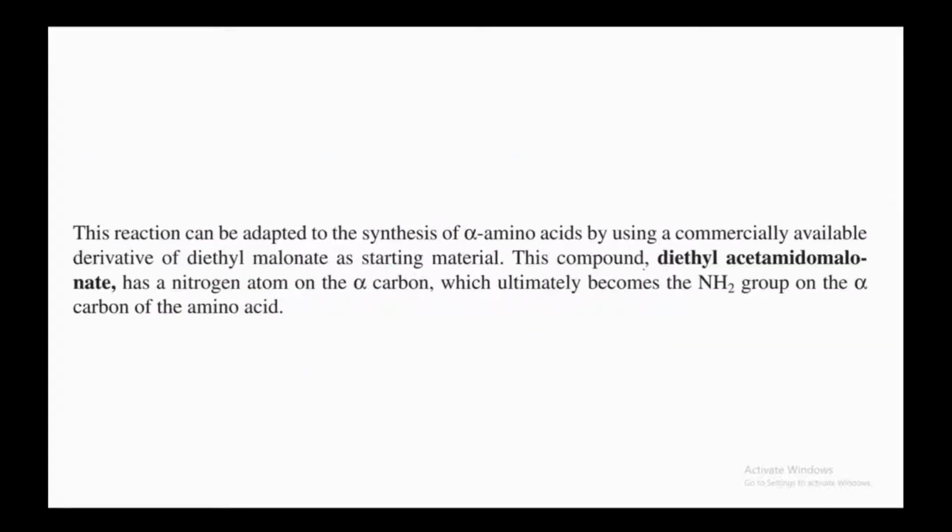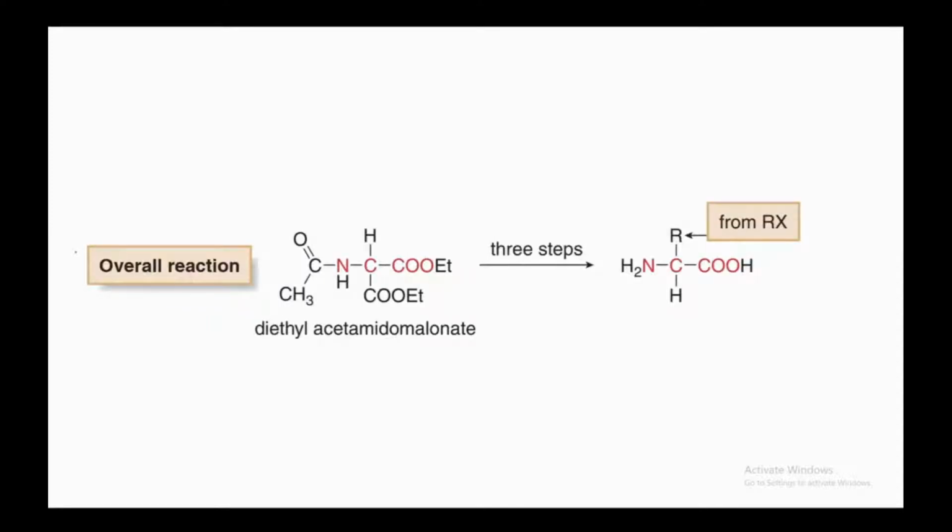amino acids. This reaction can be adapted to the synthesis of alpha amino acids by using a commercially available derivative of diethyl malonate as a starting material. This compound, diethyl acetamidomalonate, has a nitrogen atom on the alpha carbon, which ultimately becomes the NH2 group on the alpha carbon of the amino acid. So this is diethyl acetamidomalonate. We have this group, and this one is the amide.